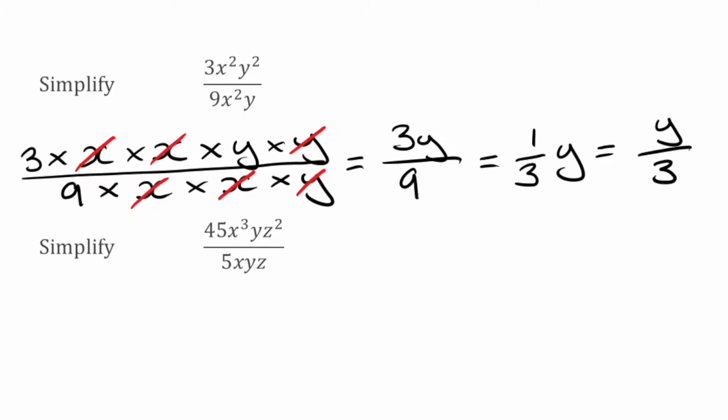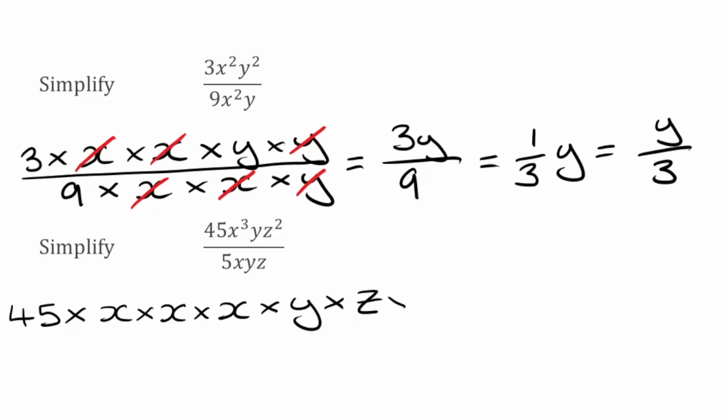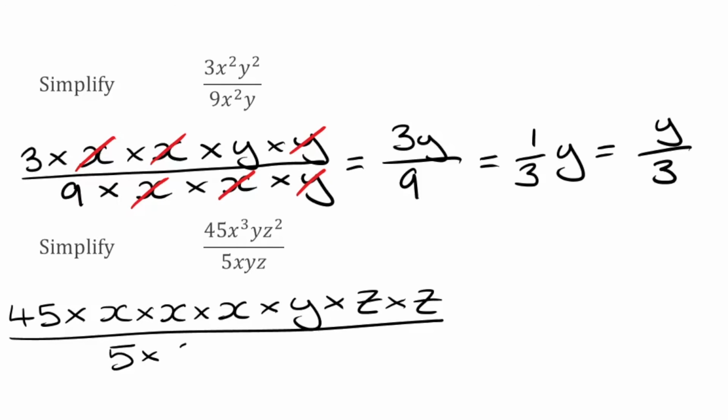Okay, and for our final question today, we've got 45x cubed yz squared, all divided by 5xyz. So again, writing this out in full, we've got 45 multiplied by x cubed, which is x multiplied by x multiplied by x. And we're going to times that by, we've got a term of y, so times by y. And then we're multiplying by z squared, so z multiplied by z. And then on the bottom, we've just got 5xyz, which is 5 multiplied by x multiplied by y multiplied by z.